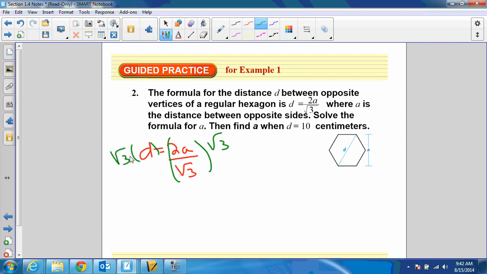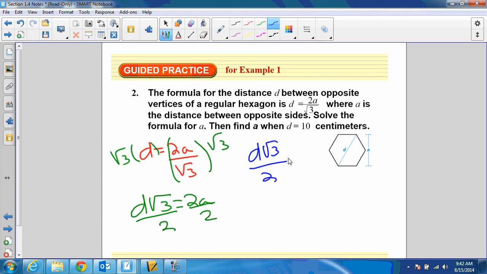So we'd have either square root of 3 times d or d square root of 3. I'm going to leave it as d square root of 3. I think that's cleaner. Equals 2a. And the last step to get a by itself is to divide by 2. So we're going to divide by 2 on both sides. And when we simplify that, we get d times the square root of 3 divided by 2 equals a. If this was a test, that would be part of your answer. That'd be half the points you get for it.